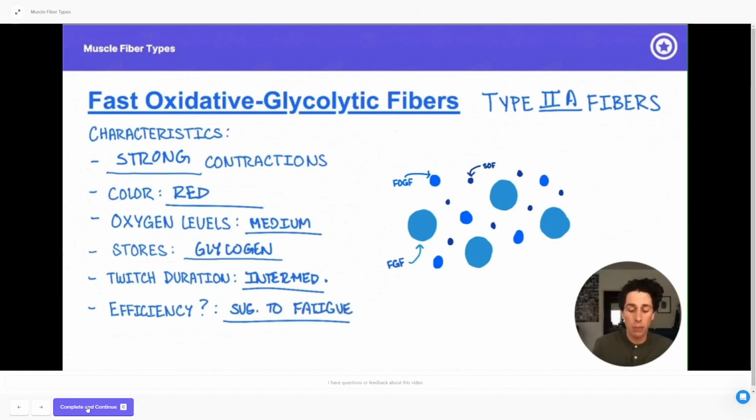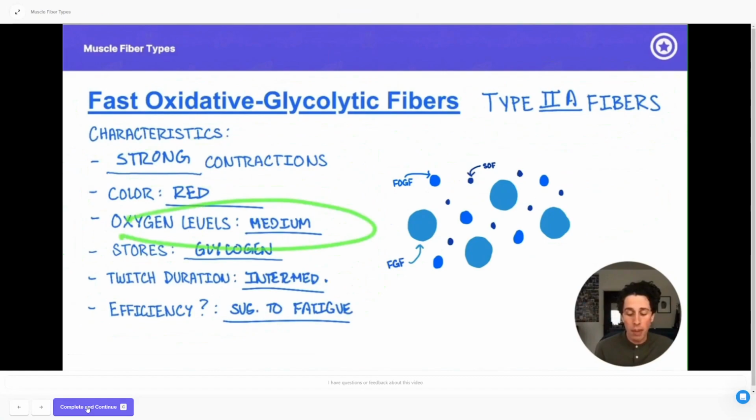Alright, so these are going to be our fast oxidative glycolytic fiber characteristics. Like I was saying, we have those strong contractions. They're going to appear red in color because they do rely on that aerobic respiration. And so they're going to have those blood capillaries, they're going to have the mitochondria, they're going to have myoglobin.